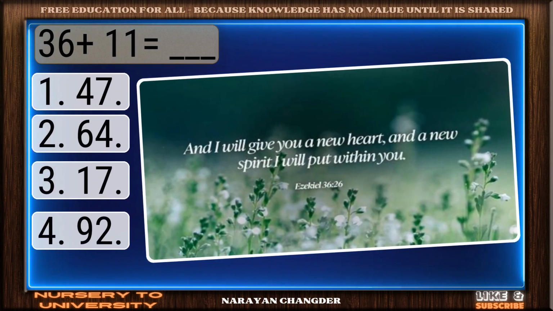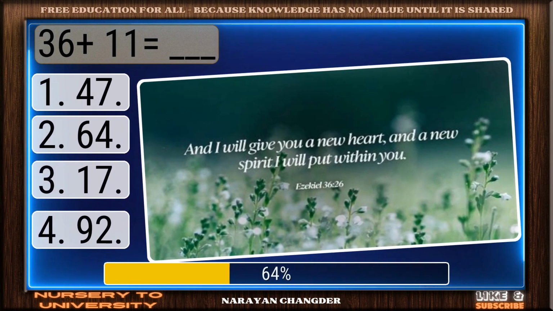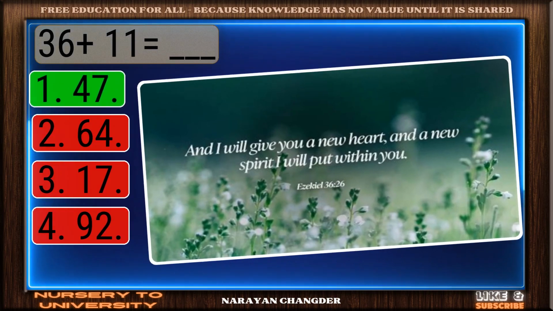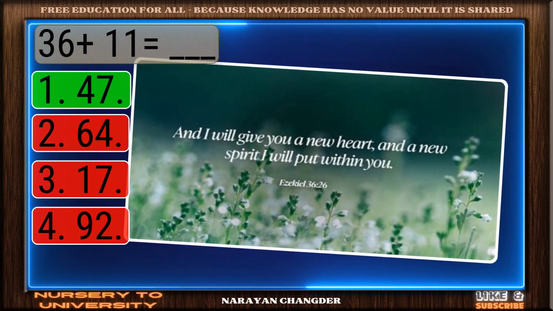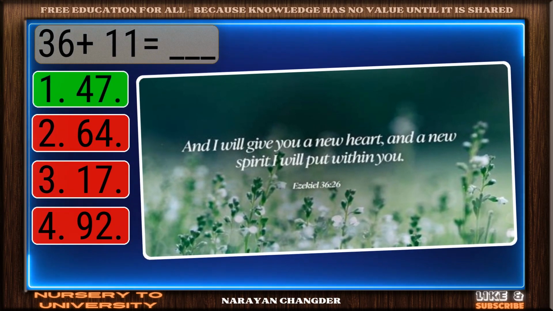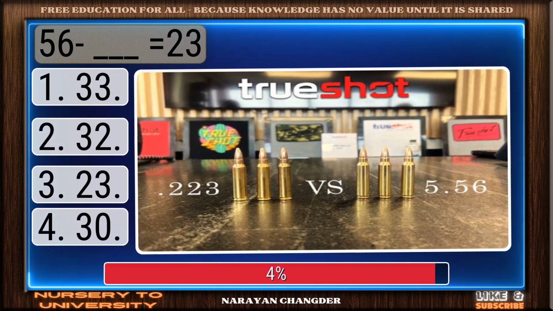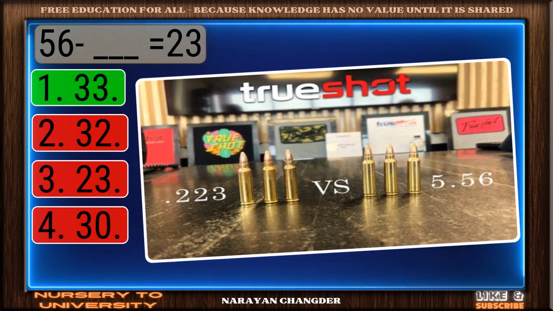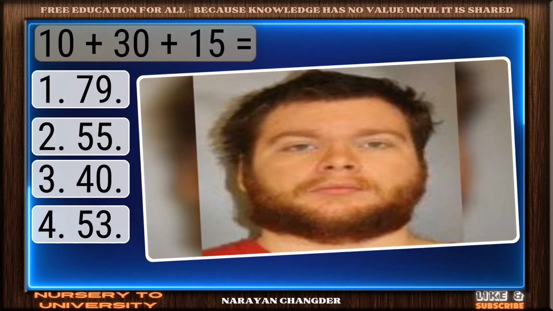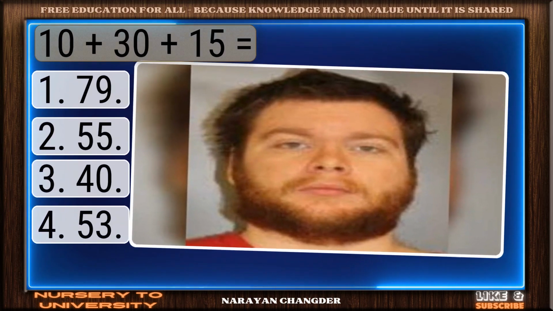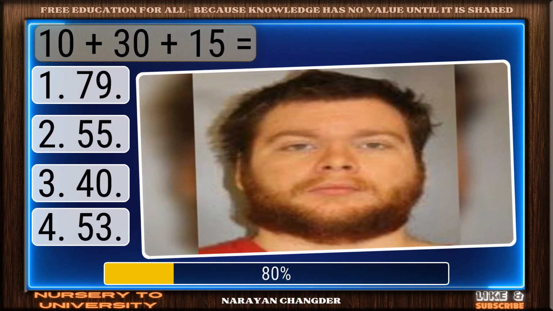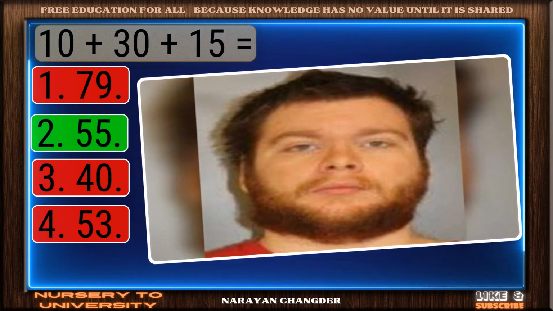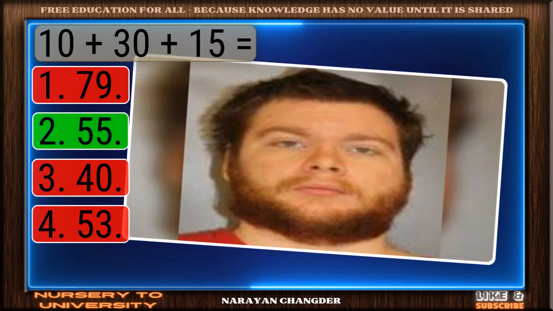36 plus 11 equal to dash. Nice selection. 47 is the correct and valid answer. Dash equal to 23. You got it? Your choice 33 is right. 10 plus 30 plus 15 equal to? On track. 55 is the correct answer.